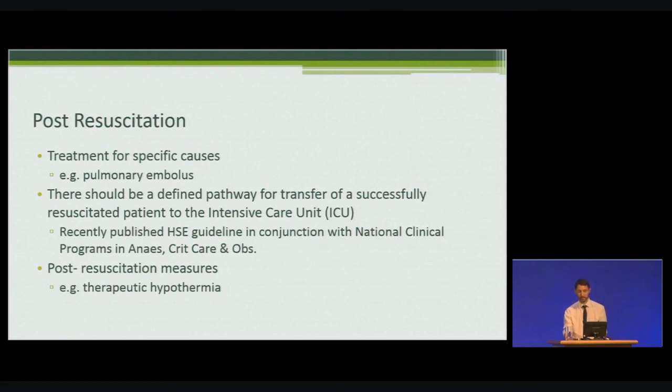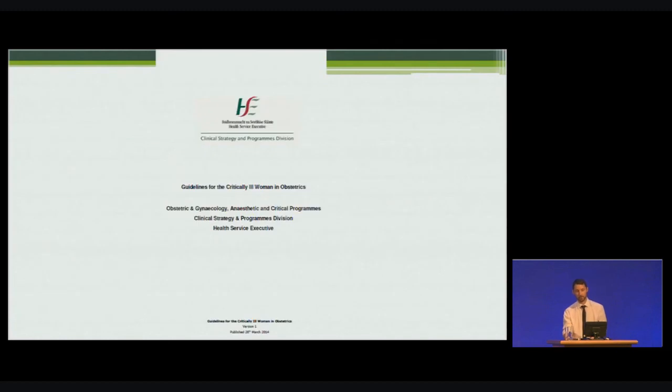Okay, so this is the guideline that I just mentioned. It's the guideline for the care of the critically ill woman in obstetrics, and the protocols for transferring patients from one hospital to another, depending on the level of care required.